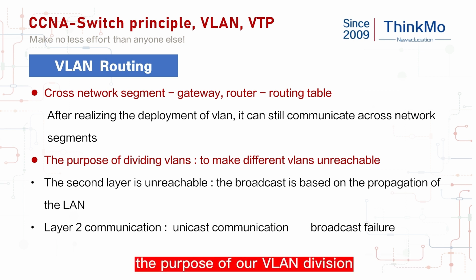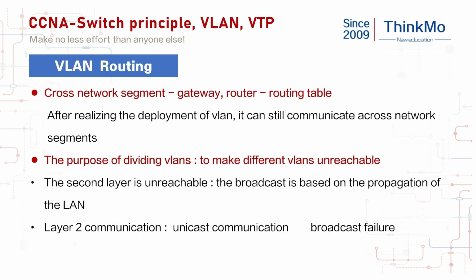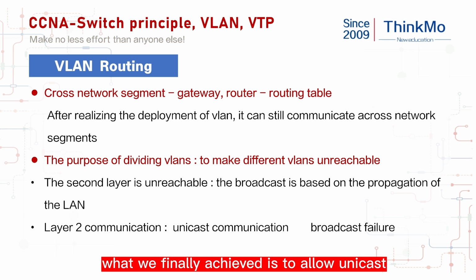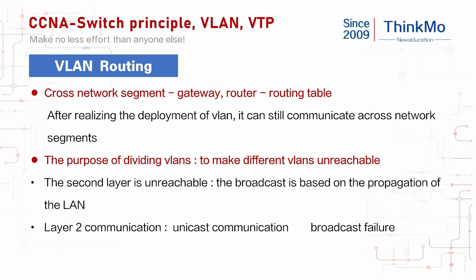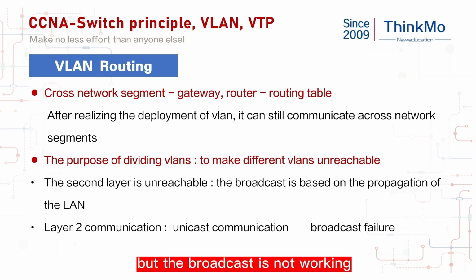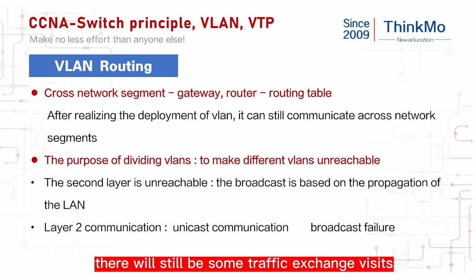The purpose of our VLAN division is to make the second layer unreachable, instead of the third layer. What we finally achieved is to allow unicast, but the broadcast is not working. Normally there will still be some traffic exchange visits.